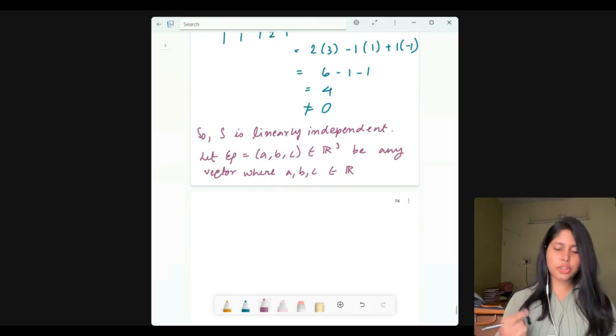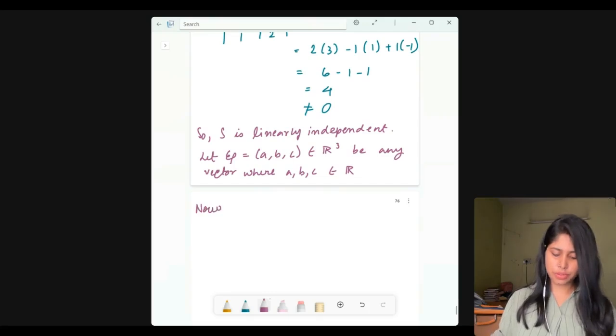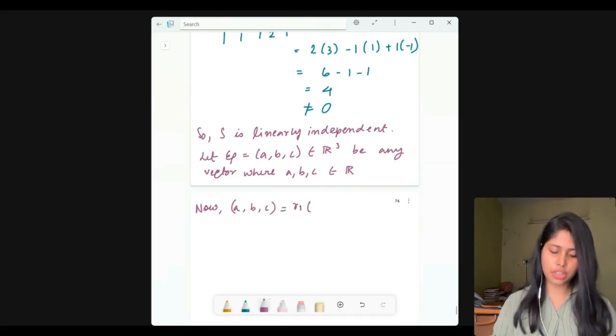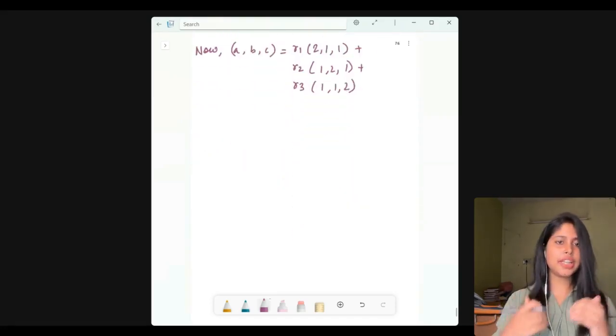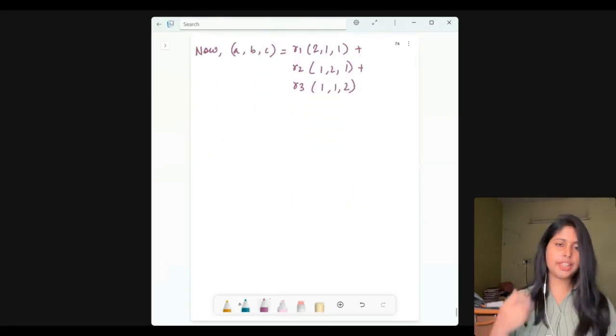Now for this, we can write that (a, b, c) can be written as r1 times the first vector, (2, 1, 1), plus r2 times (1, 2, 1), plus r3 times (1, 1, 2). Now this can be written as a form of three linear equations, right? Let me write it directly, and you must not skip any step.